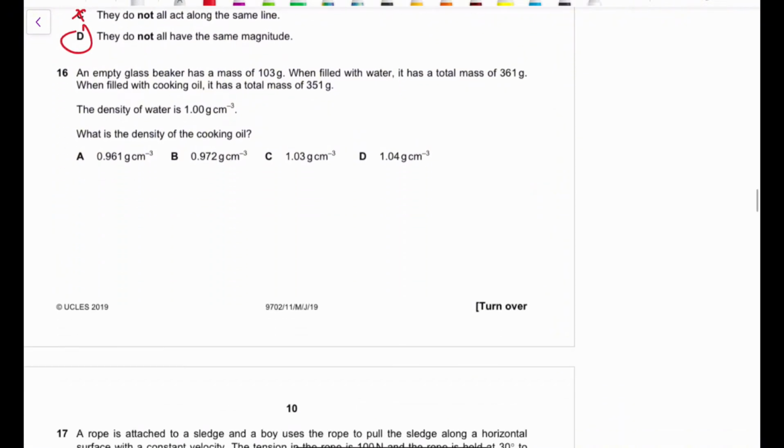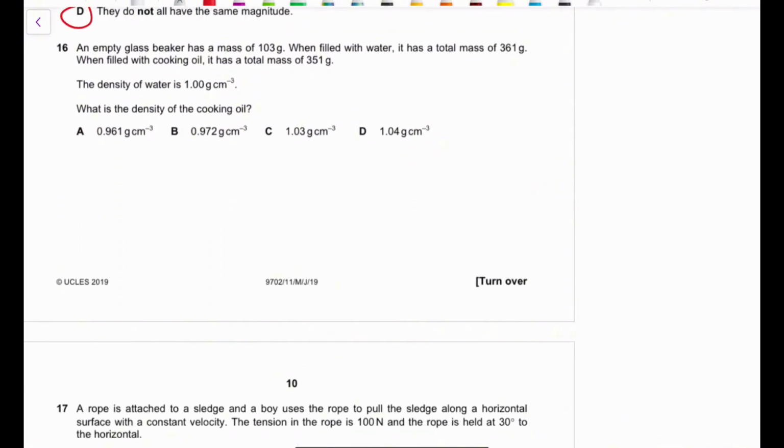Very important. Okay, so question 16, we're given an empty glass beaker that has a mass of 103 grams. When filled with water, this is a very important key term, it has a total mass of 361. Okay, so as you have seen over there, this is our glass. We're filling it with water, right? Then when you fill it with water, it's going to have a mass. So the total mass is going to be 361.